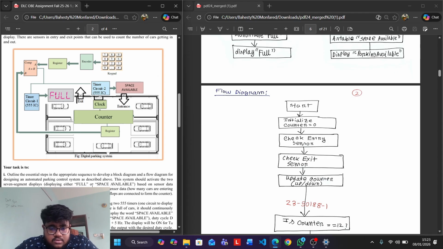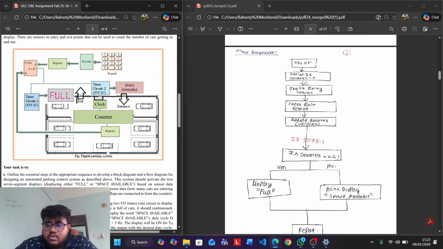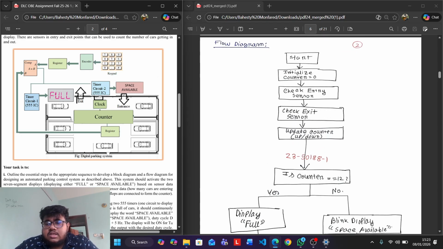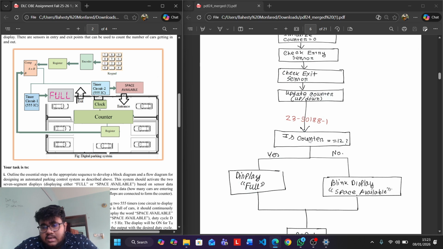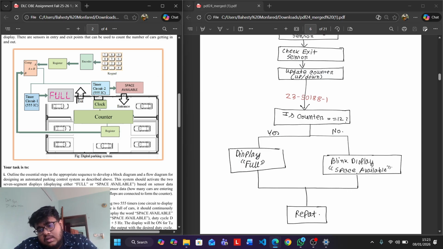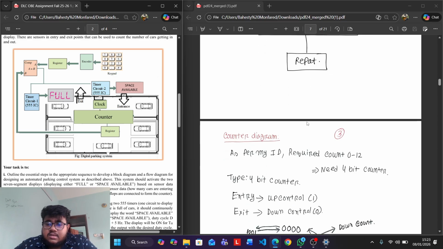In this question we have instructions to make a flowchart. The flowchart starts with the counter initially at 0. Then we check every entry sensor, check every exit sensor, and update the counter. If the counter equals the full count, the condition is yes, so the display will show full. If no, the display will show that space is available, and the process repeats in a loop.